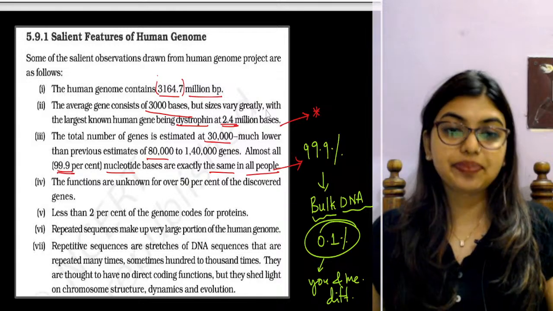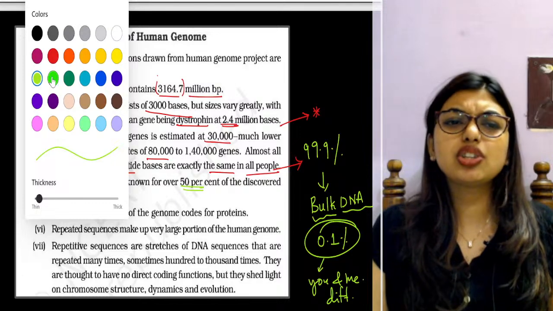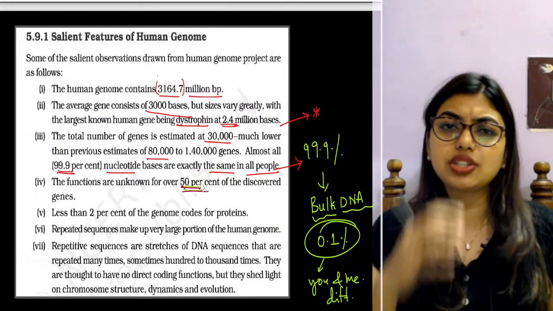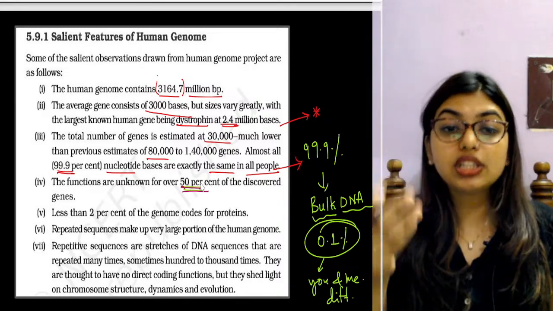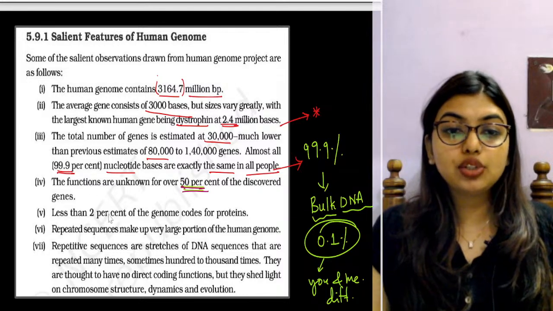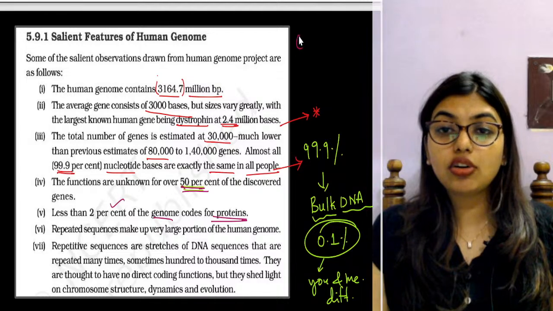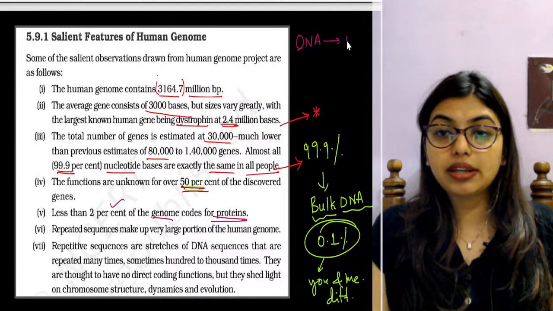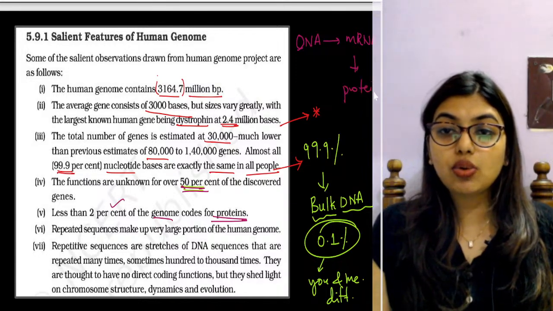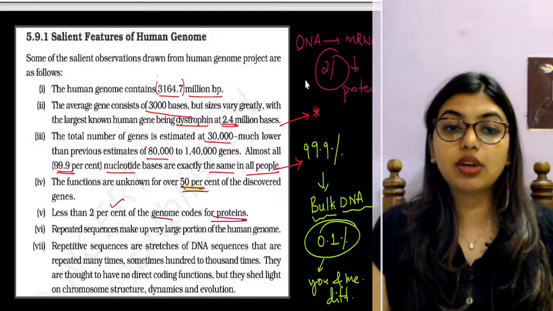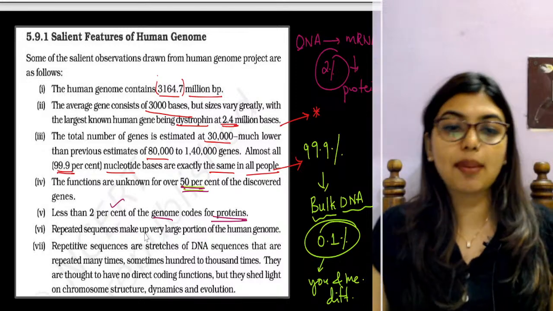Now, the functions are unknown for around 50% of the discovered genes. Students, all the genes need not have functions immediately. A gene is already a small portion, and all the genes need not have a function. Less than 2% of the genome codes for proteins. That means the central dogma, where your DNA becomes mRNA and mRNA becomes protein, is done by only less than 2% of the genome. So you can understand how tiny all this happening is.